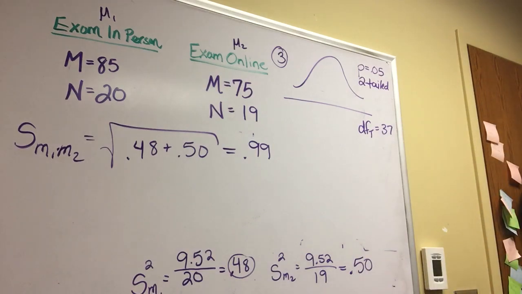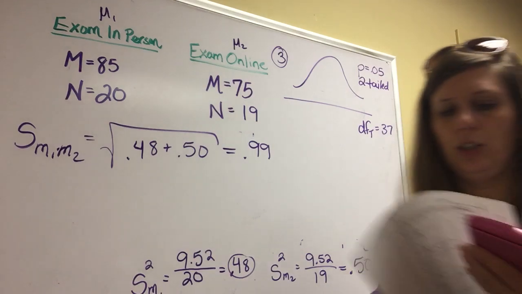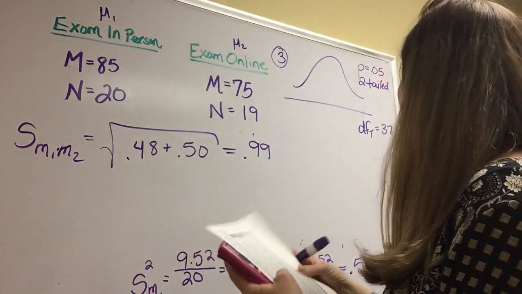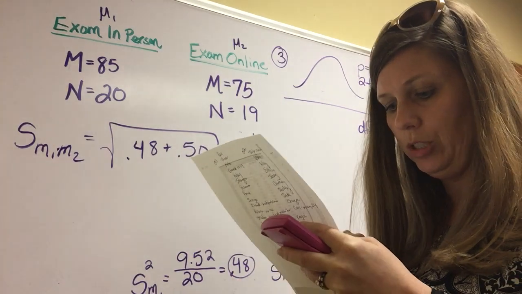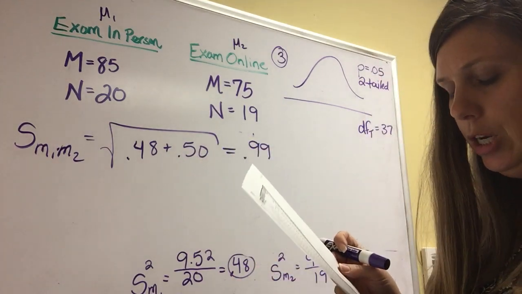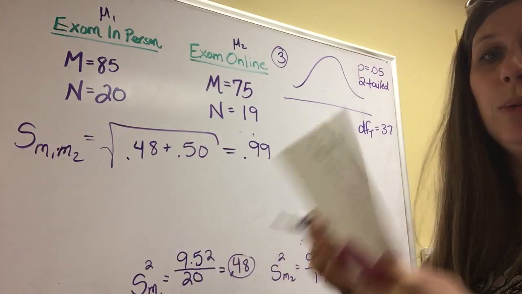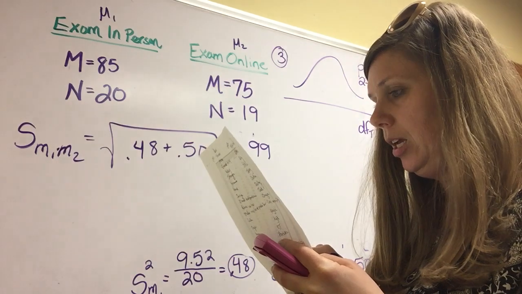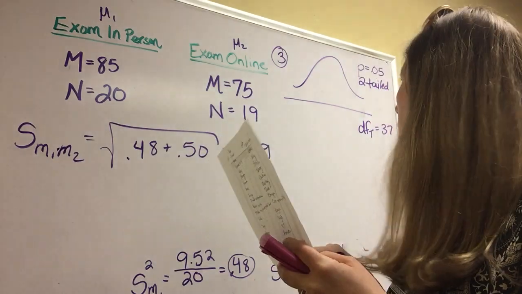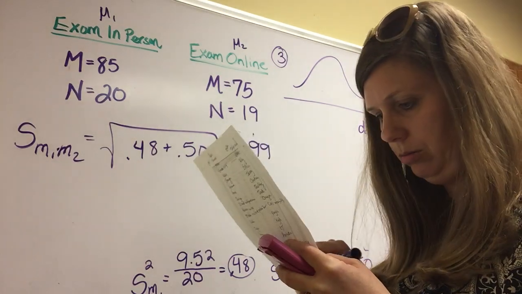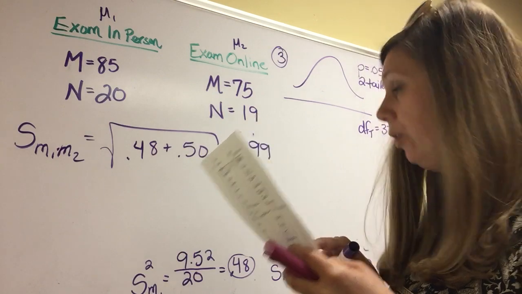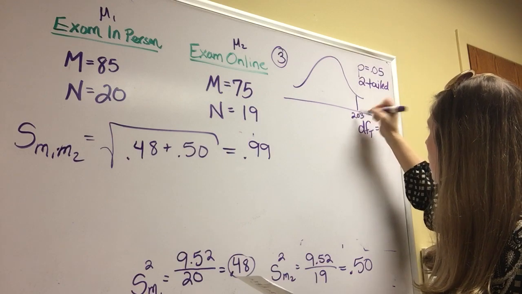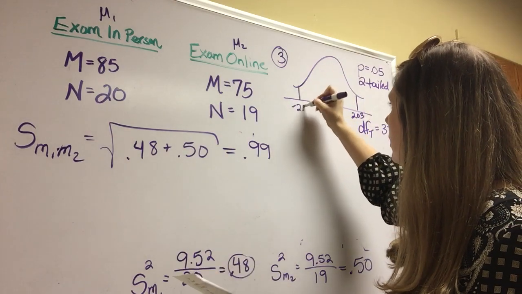So if you have your chart in front of you, we're in the two-tailed section. 0.05. Our degrees of freedom is 37. We do not have a 37 on here, so what I tend to do is just go with whatever's closest. So 35 is actually closest, so I'm going to use that one. 35, 0.05, two-tailed, so it should be 2.03 on both sides. So 2.03 here, and negative 2.03 here.